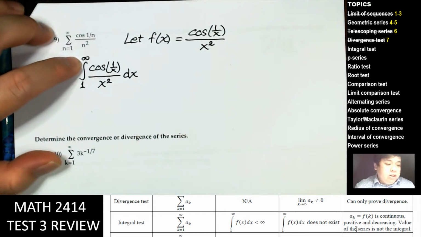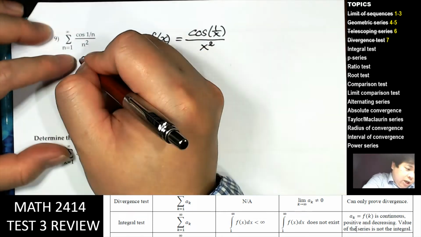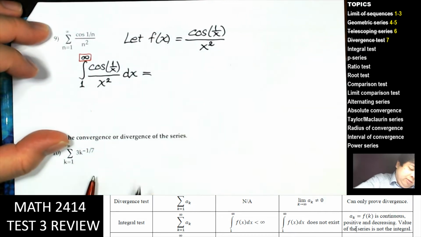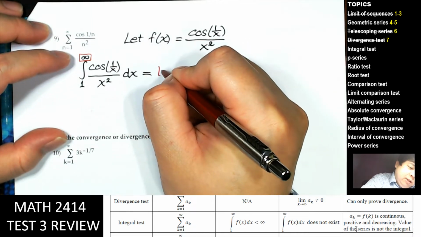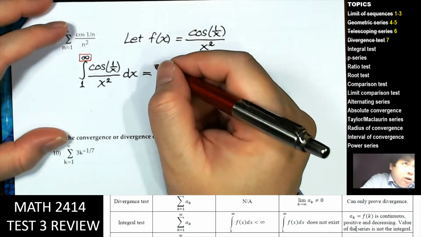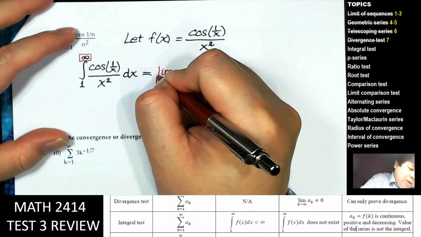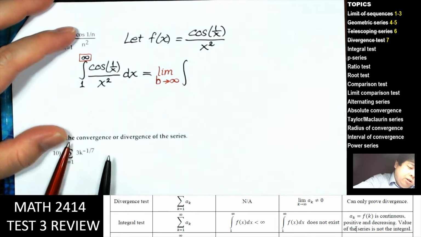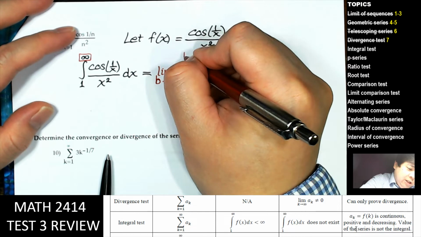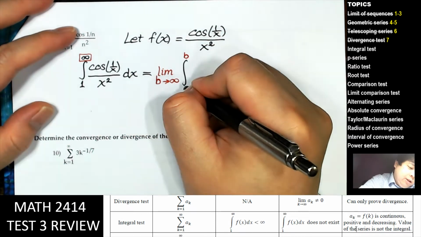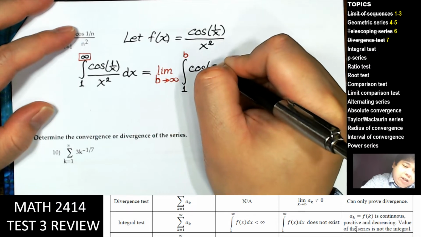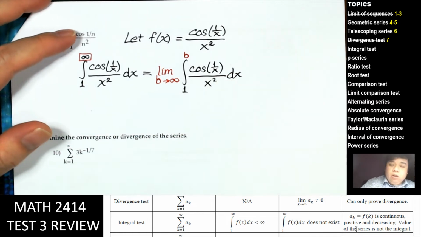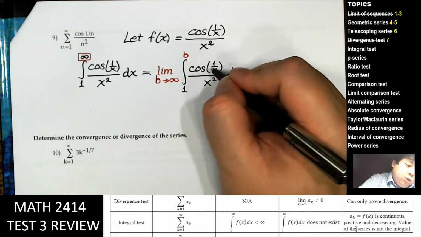Notice because of the infinity here, it is an improper integral. So first I will replace the upper bound with b, and say b goes to infinity. Now that integral will go from 1 to b, and we have cosine of 1 over x squared dx. This is a substitution problem.